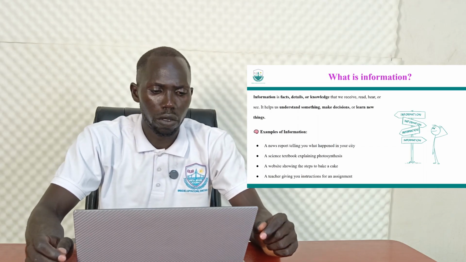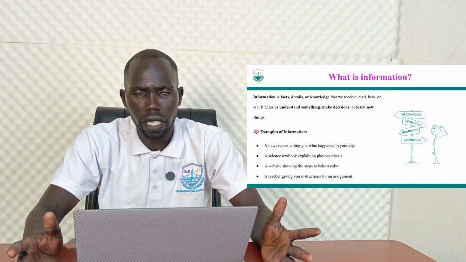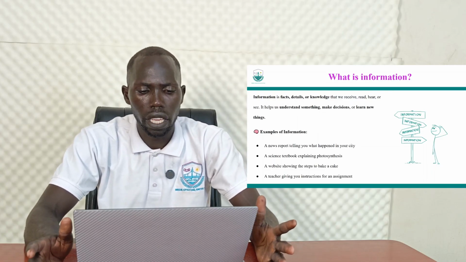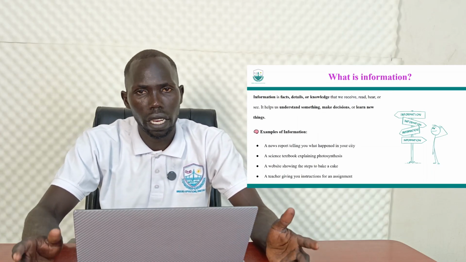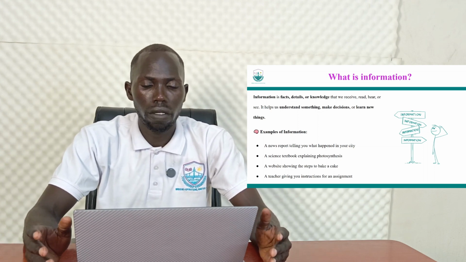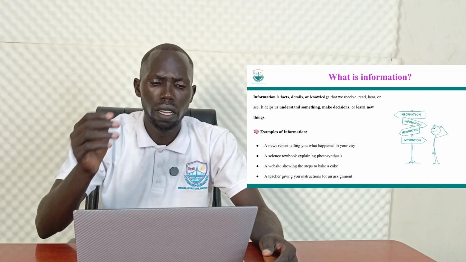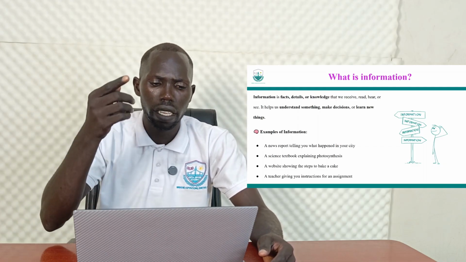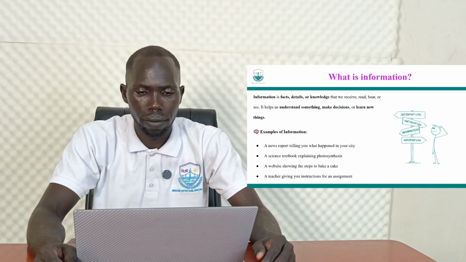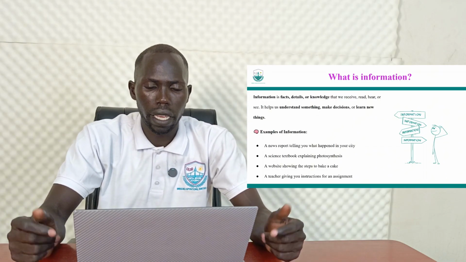What examples of information can we give? The information can be a news report telling you what happened in your city. That is one bit of information. A science textbook explaining photosynthesis can also be a guide that gives you facts, details, and knowledge. It could be a website showing the steps to bake a cake.